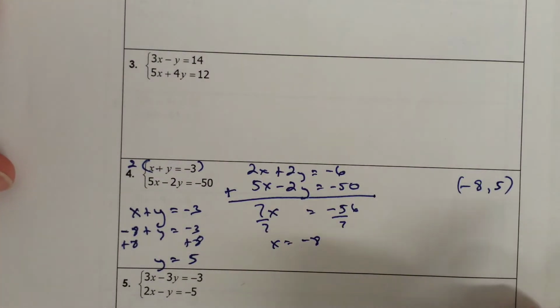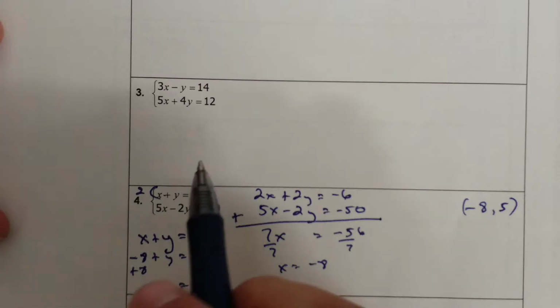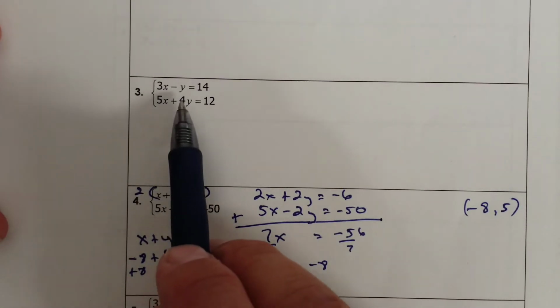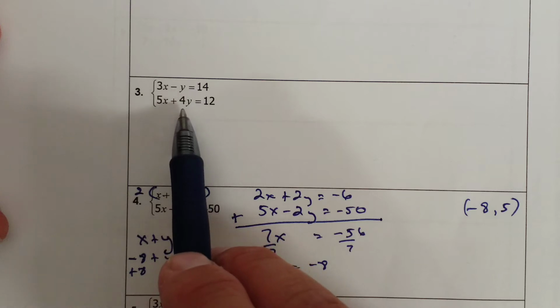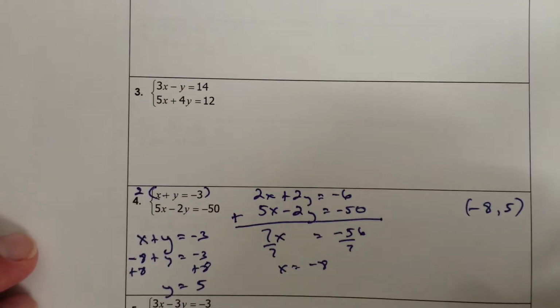Okay, so analyze your equation. On number 3, I'm not going to work it, but I know what I would do. I would multiply the top equation by 4 to make that a negative 4y, and then that would match up with the positive 4y. And then I would go from there.